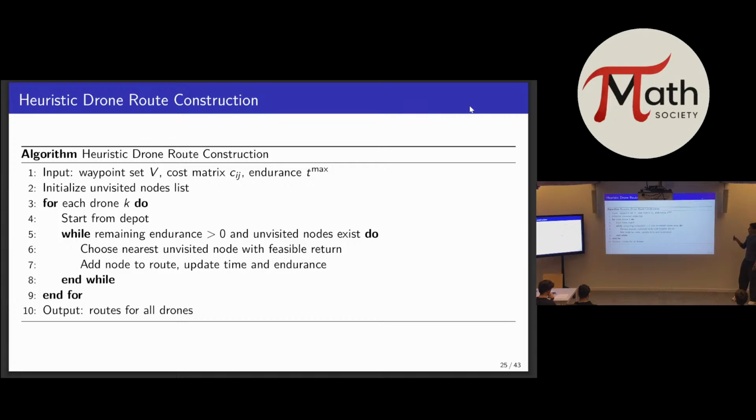We are inputting to analyze and visit node lists, the node list for each drone K. So for each drone we start from the depot, while the remaining endurance is above 0, so the drone doesn't stop mid-air, and unvisited nodes exist too. We choose the nearest unvisited node with feasible return, add the node to the route, and update time and endurance. We have an output of routes for all drones, so they don't collide and they do all the work.